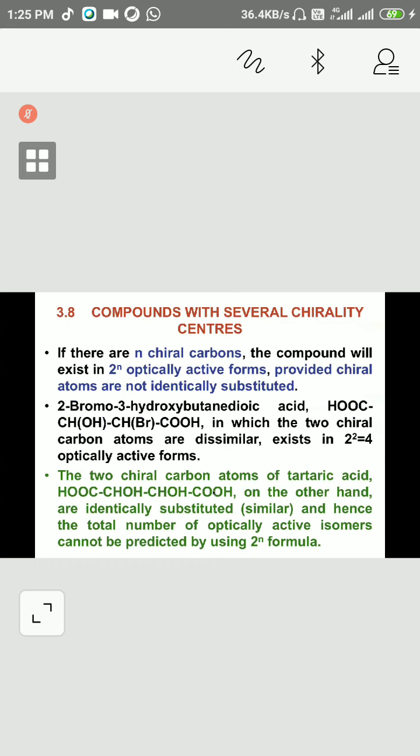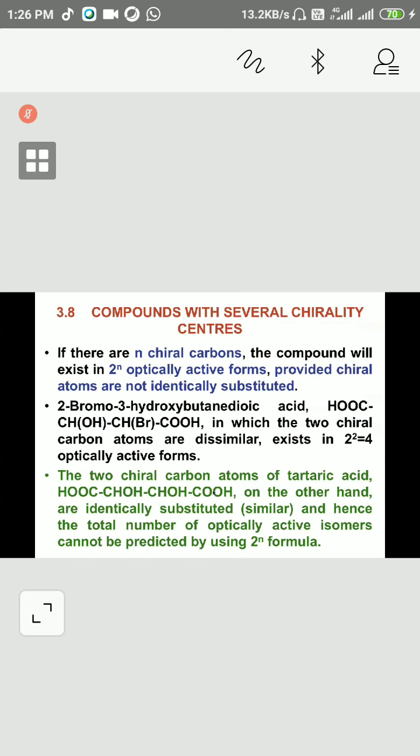Now we can see, if a molecule has several chirality centers, then what is the meaning of this? If there is more than one chiral carbon, meaning n is any number more than one, the compound will exist as 2 to the power n optically active forms, provided the chiral carbons are not identical, substituted. Meaning all groups are different, then that is equal to 2 to the power n.